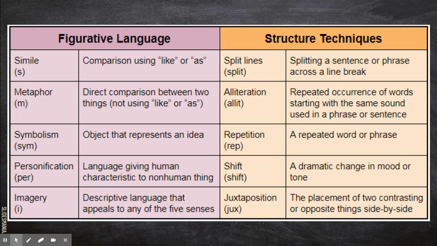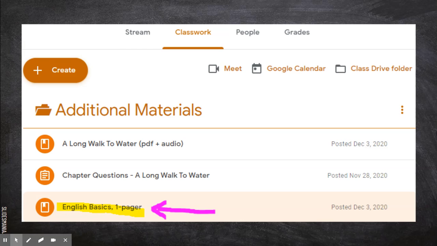Here are a handful of some of the most common. There are a bunch of figurative language techniques and structural tools, but these are some of the more common ones we'll encounter. You do not need to try to memorize this whole table, but if you'd like to pause the video or come back to it and look at it again, by all means, that could be helpful. If you'd like a reference that shows some figurative language and structural techniques with definitions and examples, you can find it all on the English Basics one-pager. It's on the classwork page under additional materials, as you see right here.